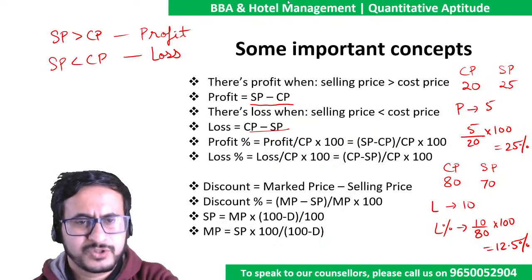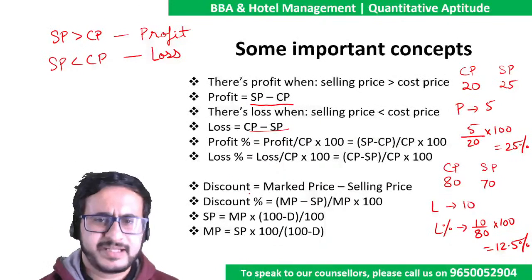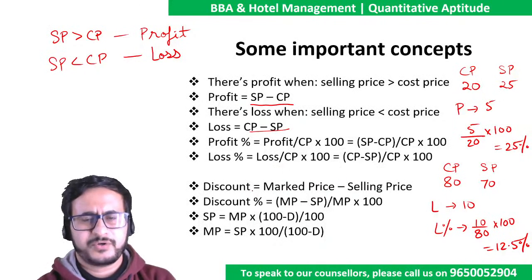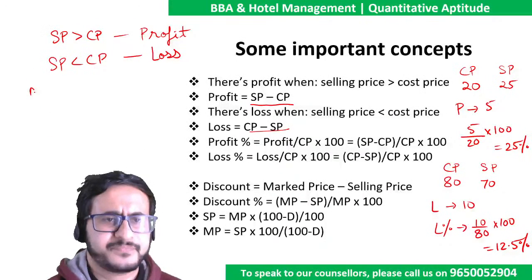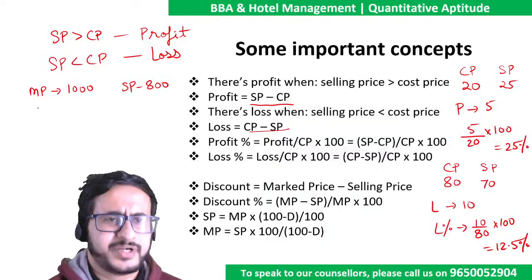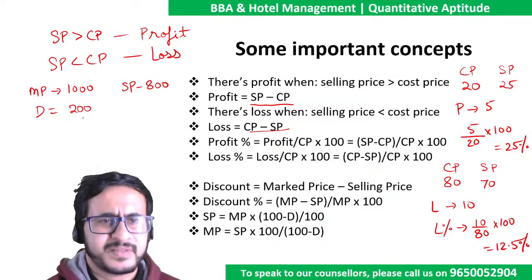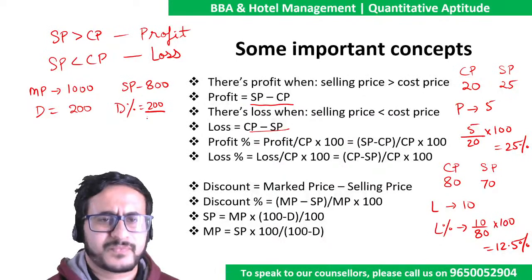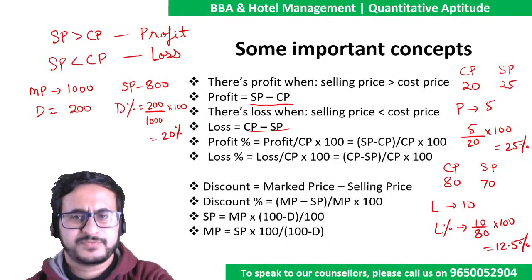So if you are selling something, you have a certain mark price, and when you reduce that price, it is called discount. So suppose I say that I have a shirt which I want to sell for 1,000 rupees. But eventually I sell it at 800. So what is the discount I give? Mark price minus selling price, that is 200 rupees. And discount percentage will be 200 by 1,000 into 100, that is 20%. So this is how we calculate these values.